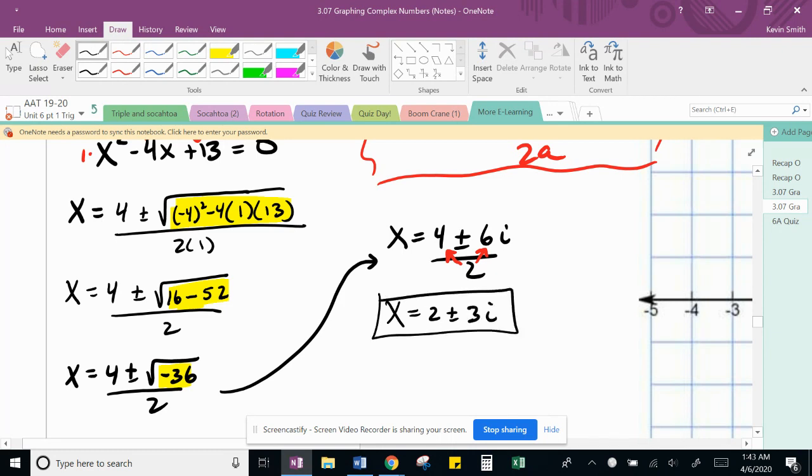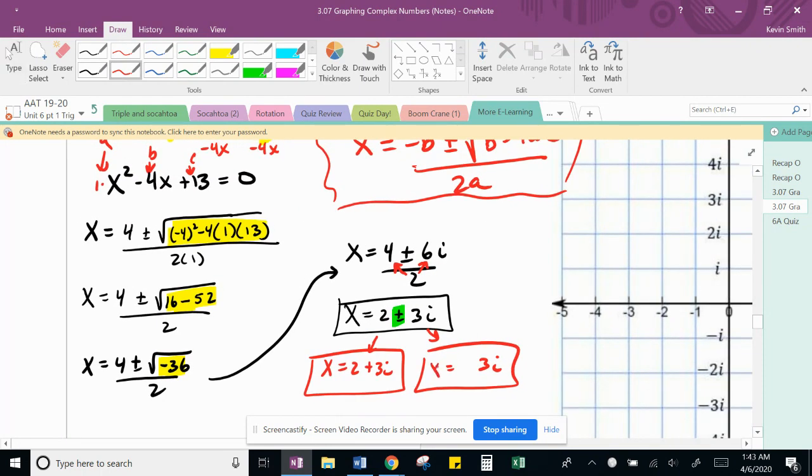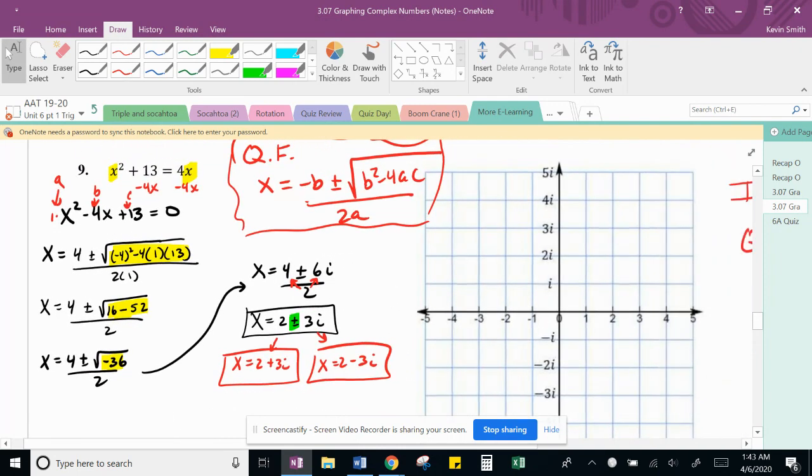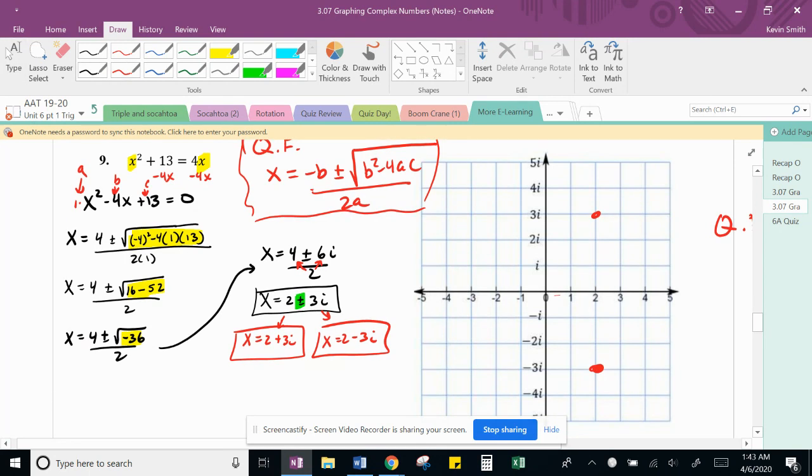Again, how many solutions are there? Well, there's 2 solutions, right? There's x equals 2 plus 3i and x equals 2 minus 3i. Again, don't forget, you're going to get 2 solutions, and it's super important that you know that, right? If the degree is 2, we should be getting 2 solutions. You'll need to plot both. 2 plus 3i, 2 minus 3i. And that's it. Cool. So let's do one more problem together.